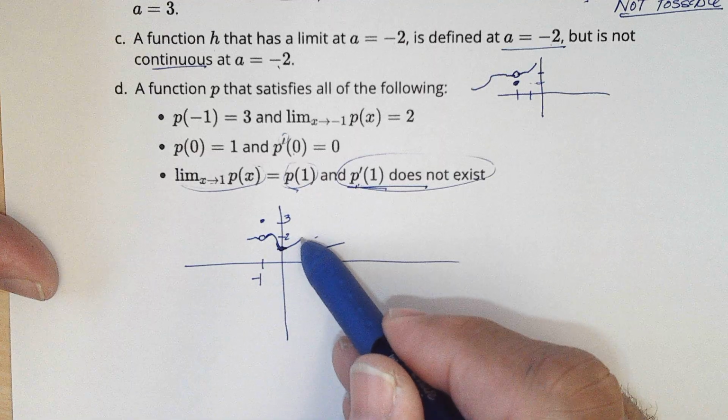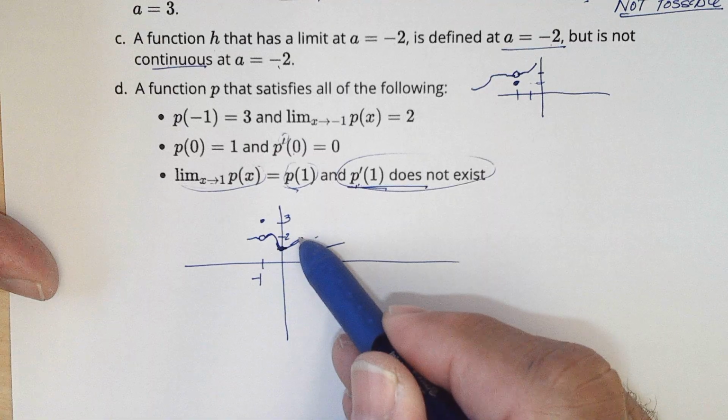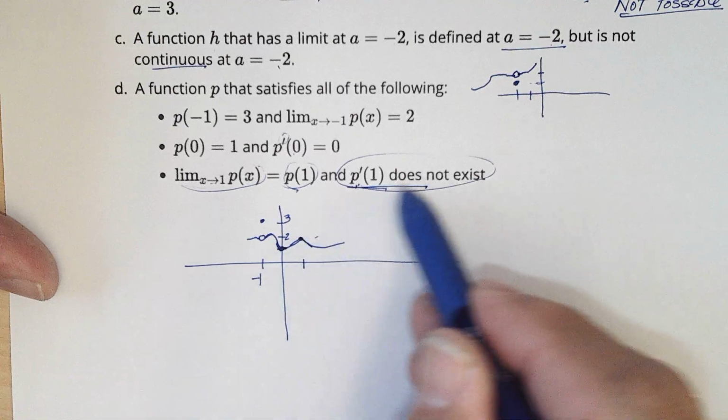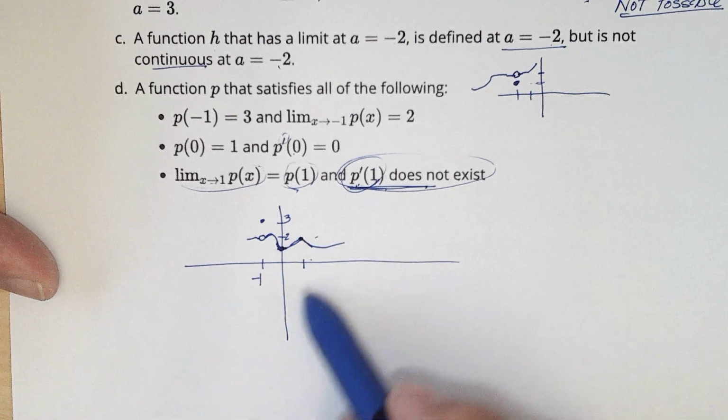So it's getting closer to some value, which is the limit. So the limit and the value are the same, but it's not differentiable. There's no derivative. So that would be an example of that one.